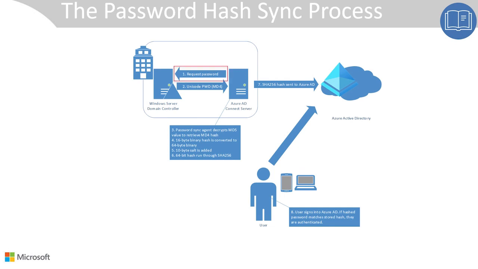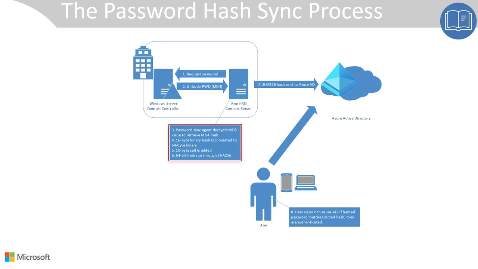Every 2 minutes, the password hash synchronization agent on the AD Connect server requests the password hashes, which is the Unicode p-word attribute, from a domain controller, using the same protocol domain controllers use to exchange hashes. This means that the service account must have the replicate directory changes and replicate directory changes all Active Directory permissions, which are granted by default during the install of AD Connect. The domain controller encrypts the hashes and sends them to the agent.